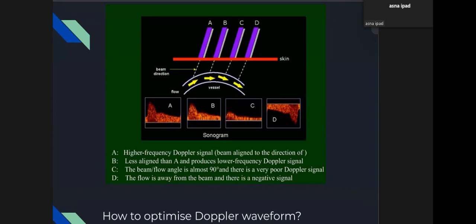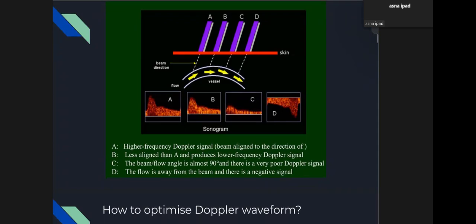Why is that? Because cos 90, as you remember from 10th class maths, cos 90 is zero. The whole Doppler shift becomes zero and there's no flow. And at point D, it is moving away from the probe, giving a high frequency negative signal.